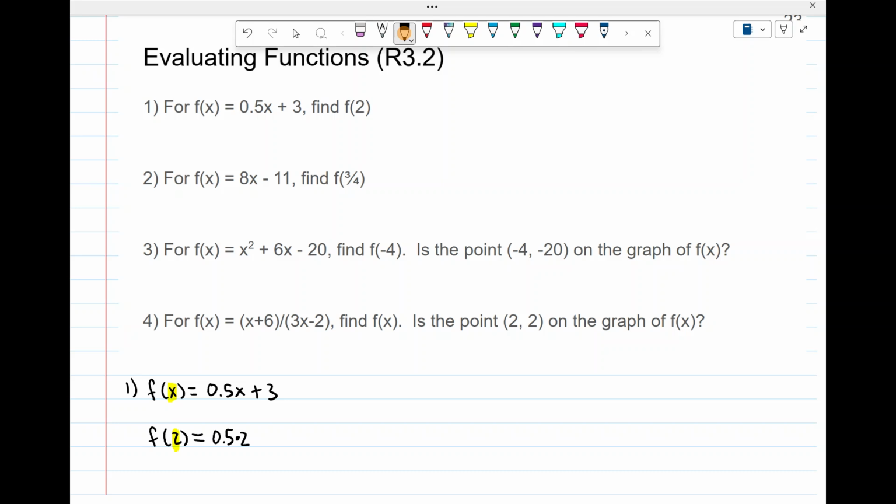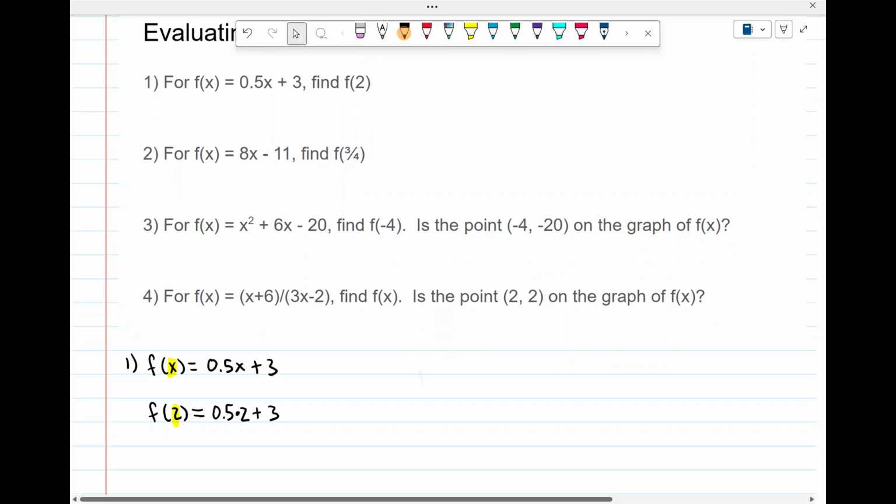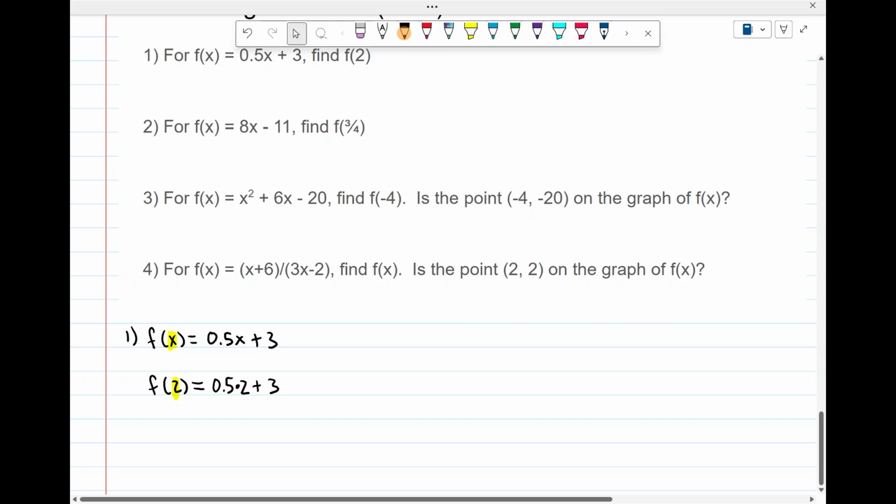And remember, 0.5x, if you have an x next to a number, that means those two are multiplying. It implies 0.5 times x. So that becomes 0.5 times 2. Bring down my plus and bring down my 3. And you could put this in your calculator and get an answer immediately. I would suggest doing that if you have a calculator.